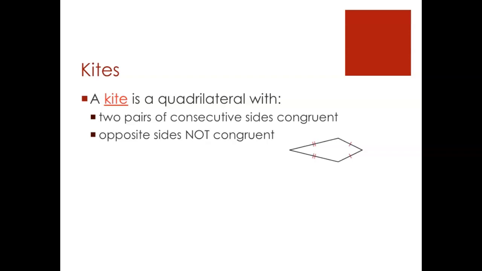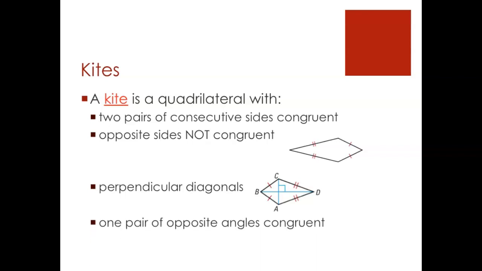Not only this, but the diagonals are perpendicular. So when you draw in BD and AC in this kite, we can see that they form a right angle right in the middle there, where they intersect. And then they have one pair of opposite angles that are congruent. So in this case, angle A and angle C are congruent to each other, but not B and D.